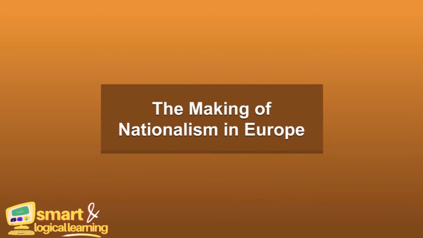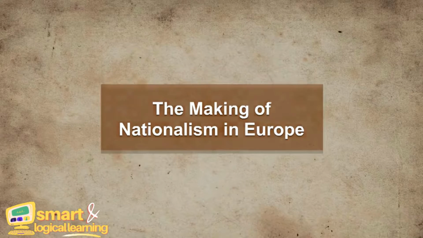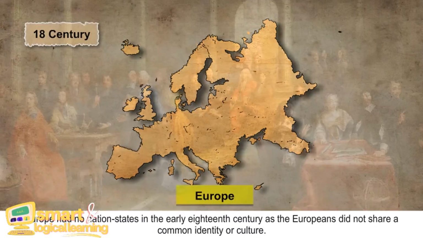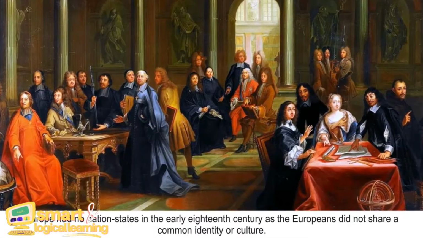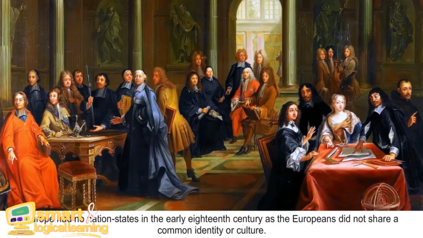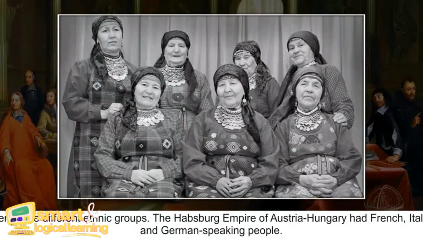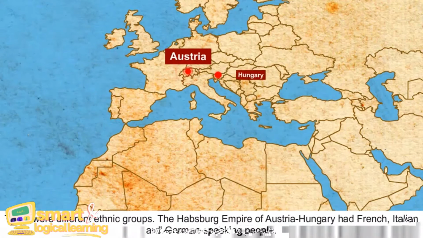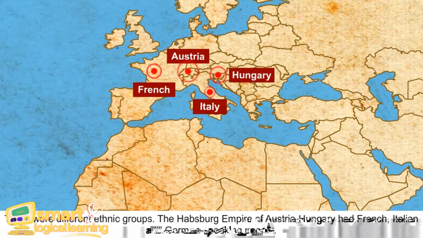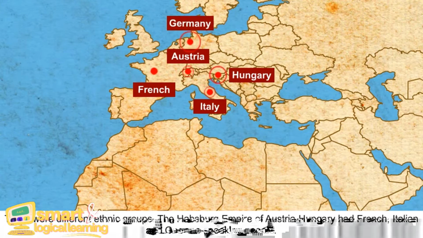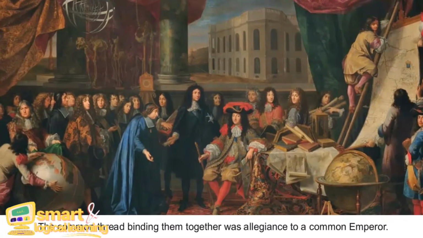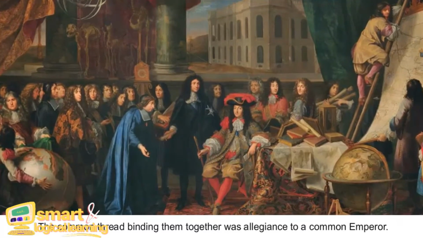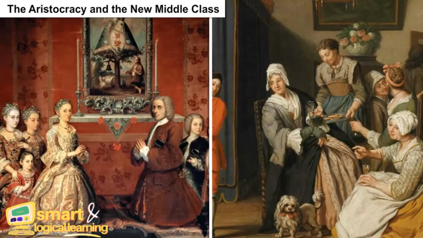The making of nationalism in Europe. Europe had no nation-states in the early 18th century, as the Europeans did not share a common identity or culture. There were different ethnic groups. The Habsburg Empire of Austria-Hungary had French, Italian, and German-speaking people. The common thread binding them together was allegiance to a common emperor.